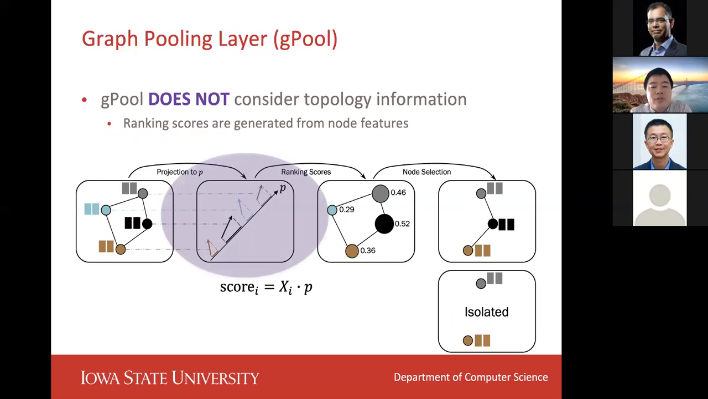But from this example, we can also see a limitation in our graph pooling layer. When generating the ranking scores, it doesn't consider the graph topology information. The scores are completely based on the node features without using any graph connected information in the graph. So a possible consequence is that the selected nodes may be isolated with each other. So the quotient graph may only contain several isolated nodes and completely lose the original graph structure.